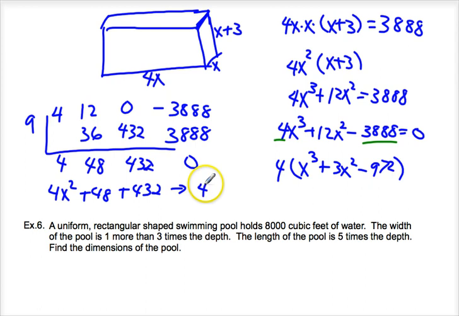So I have 4x squared plus 12x plus 108. Then the question is, can I find anything that multiplies to be 108 and adds up to 12? And I'm thinking no. Okay.